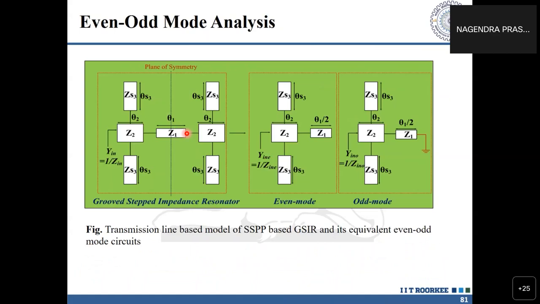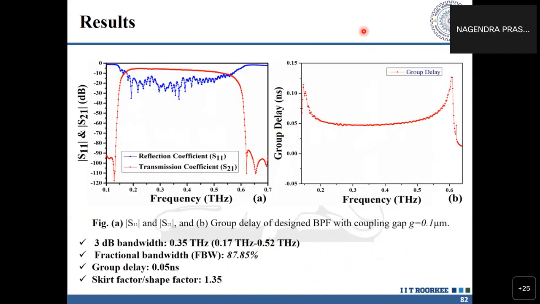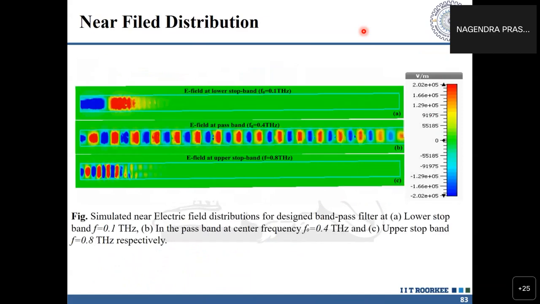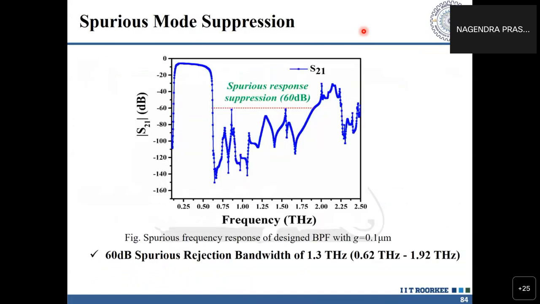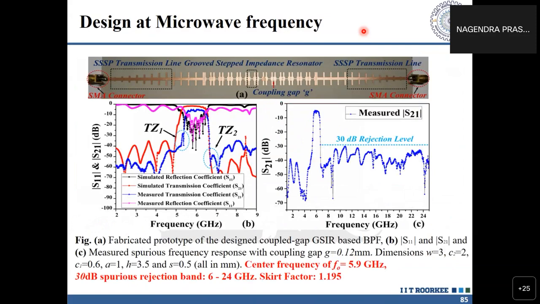Then even mode, odd mode analysis of a single unit cell was carried out, and these are the results of the reflection and transmission coefficients. In the near field distribution, you can see very tight confinement at terahertz. Spurious response suppression is about 60 dB below, which is quite good. At microwave frequency, the same thing is designed, and you can see the measured and simulated response. A 30 dB rejection level is obtained for this filter.